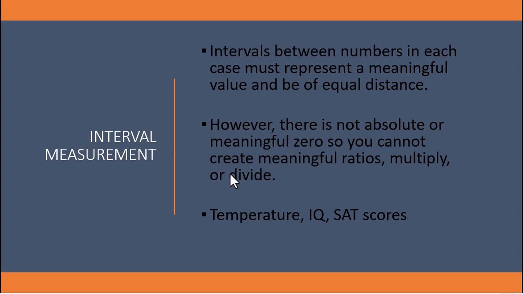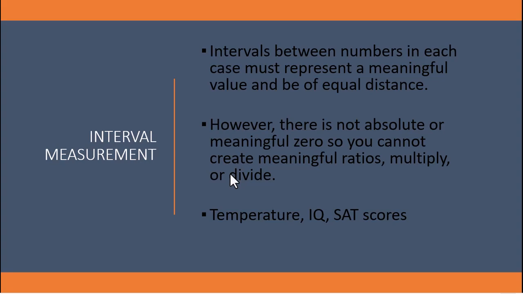For example, with temperature, we can add or subtract temperature. It was 54 today outside, yesterday was 52, today is 2 degrees warmer than yesterday. We can create those meaningful differences. However, because there's no meaningful zero for temperature, we cannot multiply or divide.